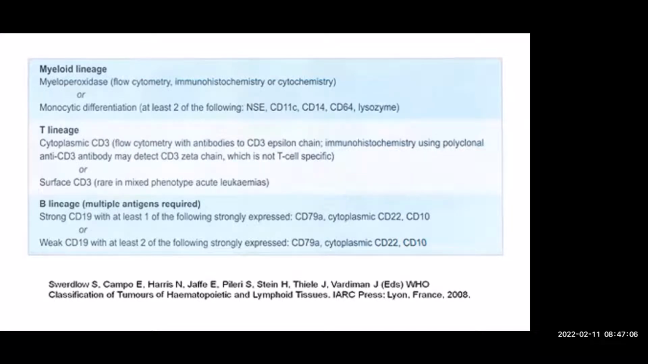Coming to the diagnosis of T acute lymphoblastic leukemias, these cells should have the cytoplasmic CD3 positivity, and along with cytoplasmic CD3 positivity, they can have the variable expression of CD1A, CD5, CD8, CD4.